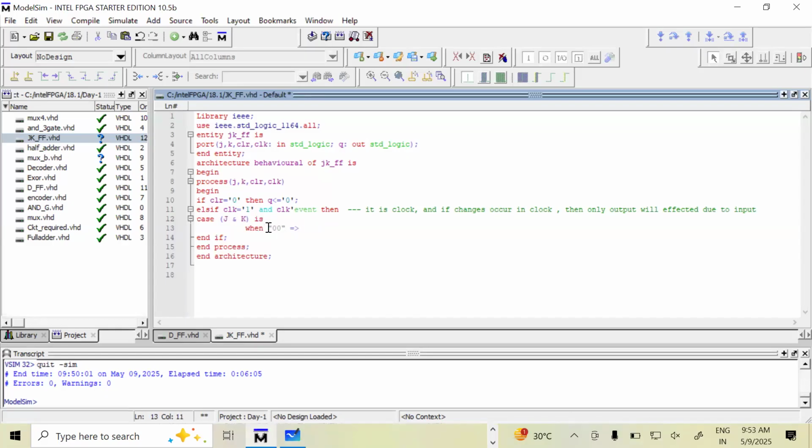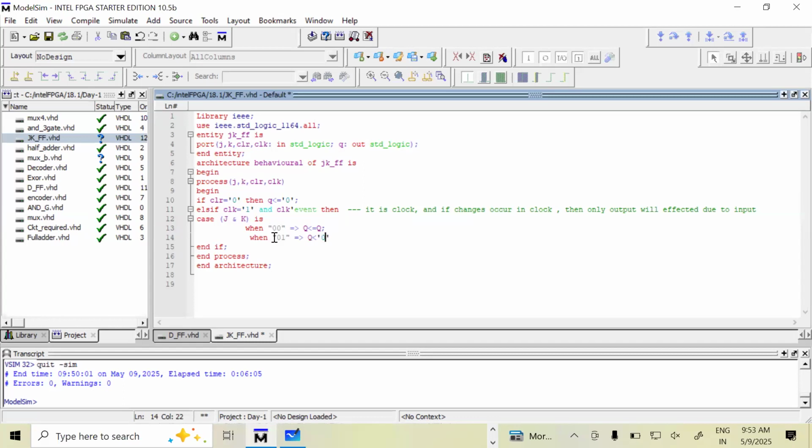Case J and K is when 0, 0, then Q is less than equal to Q itself. Q is less than equal to Q means there is no change in the output. Output is retained. No change condition. Again, when 1, 1 or when 0, 1, then you must know the excitation table here, how it works, or the logical function you may know.